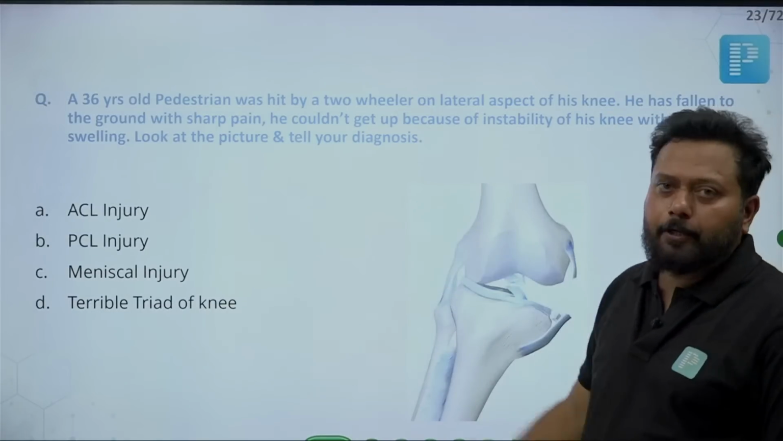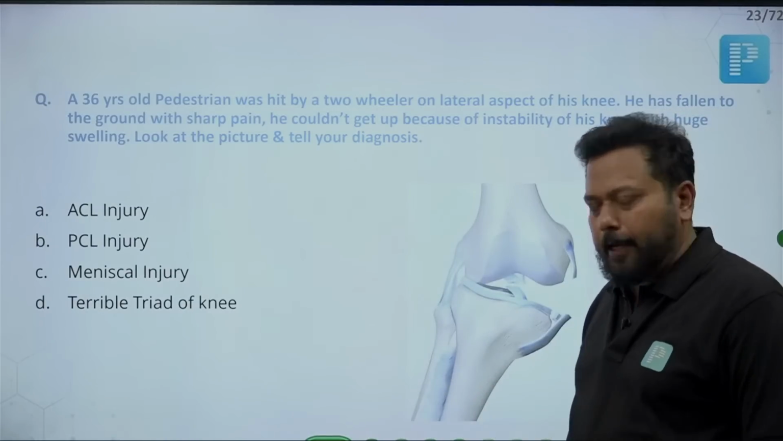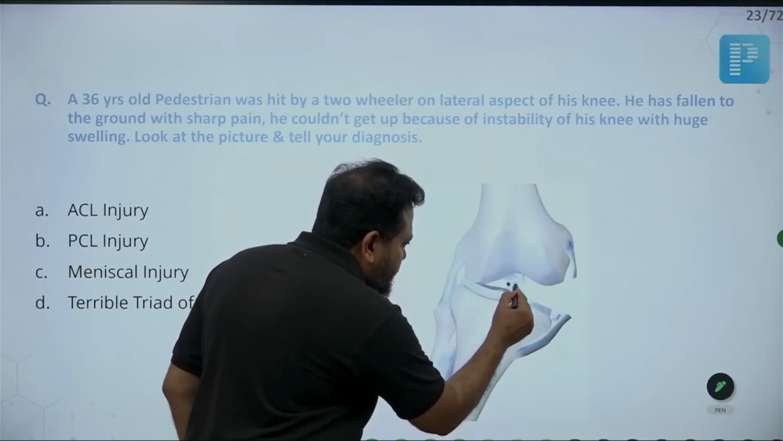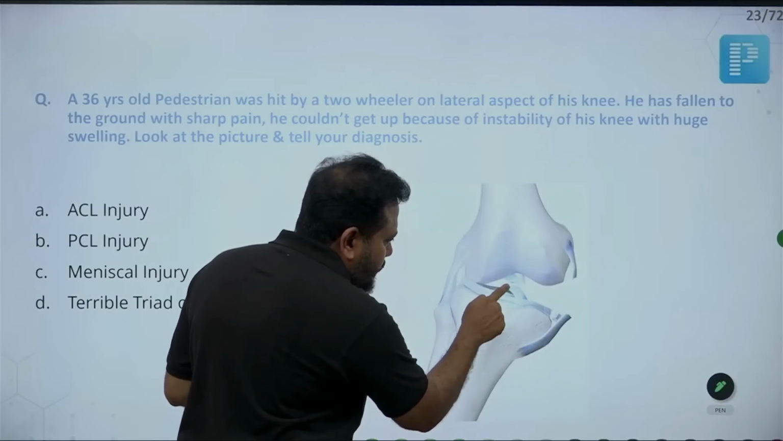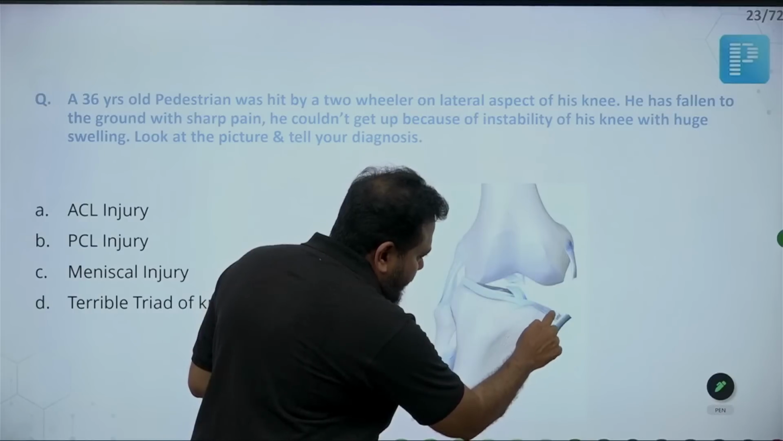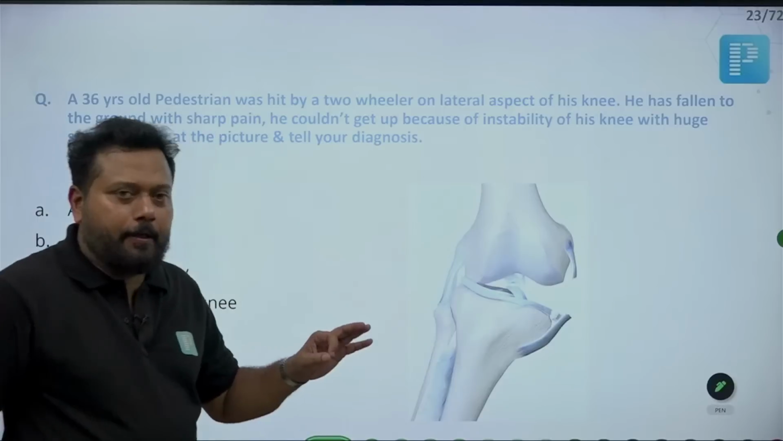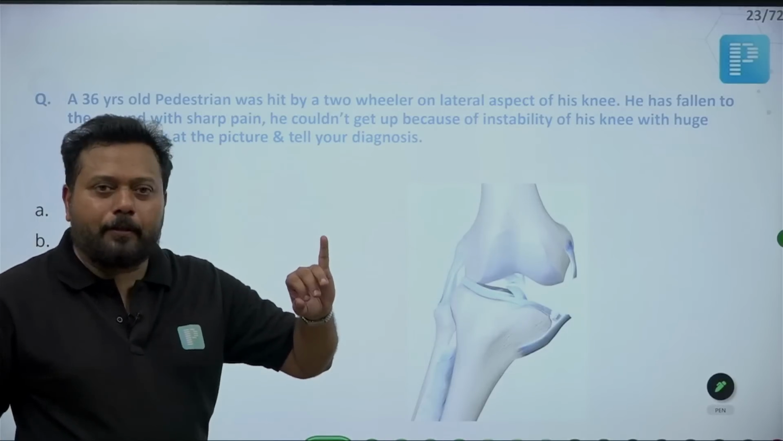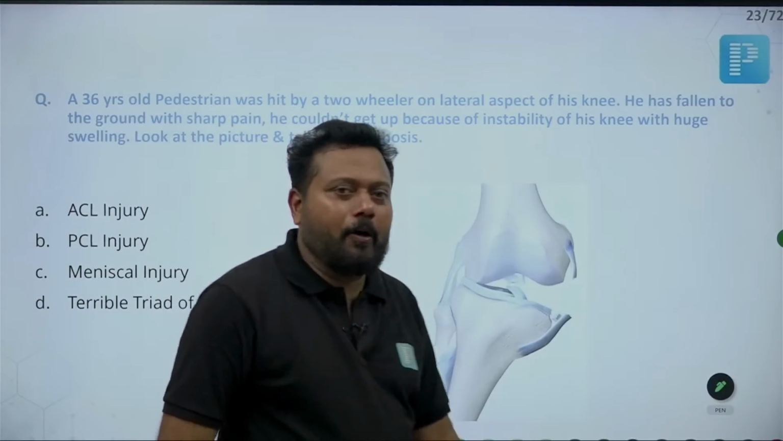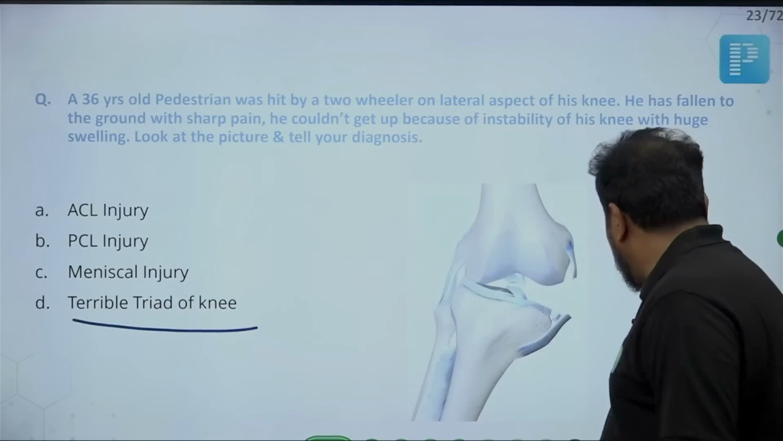Is it anterior cruciate ligament injury? Is it posterior cruciate ligament injury? Is this a meniscal tear? Is it terrible triad of knee? Okay, just see this diagram very simply. Anterior cruciate is broken here. Medial collateral is broken here. Medial meniscus, a small part, is torn here. So there are 3 injuries. Anterior cruciate is gone, medial collateral is gone, medial meniscus is gone, and this is called terrible triad of knee. Okay, it goes by a name.